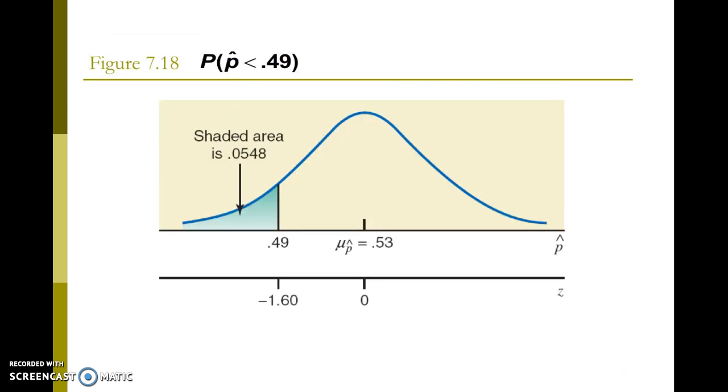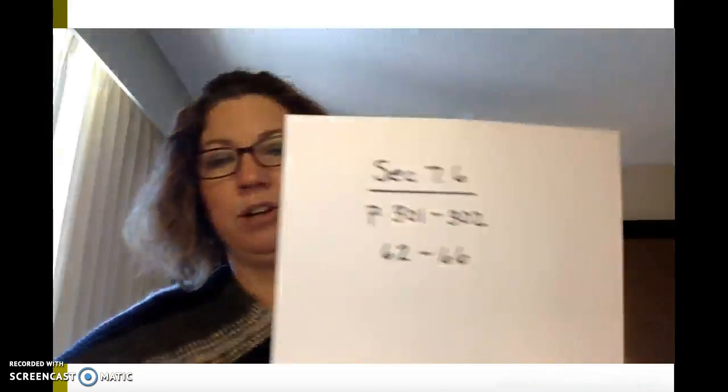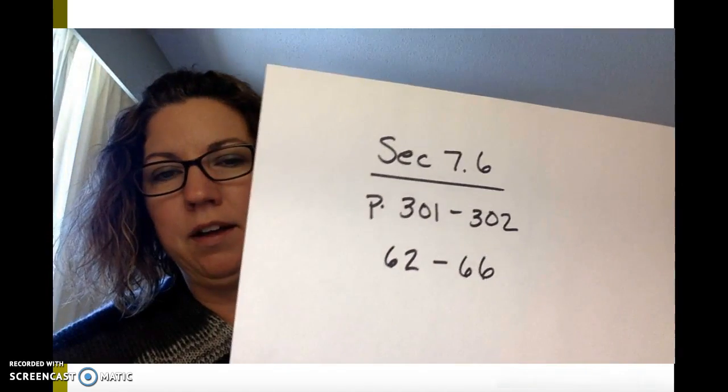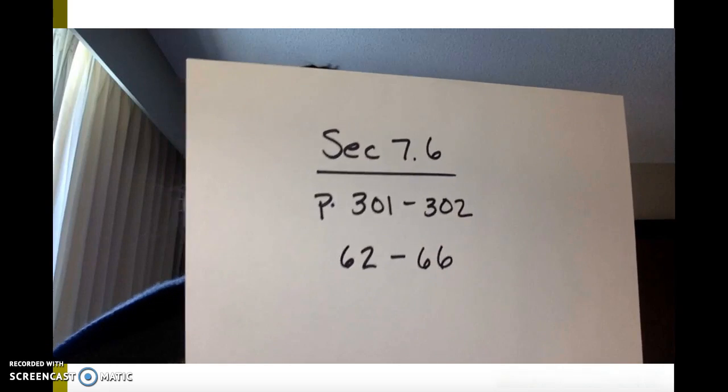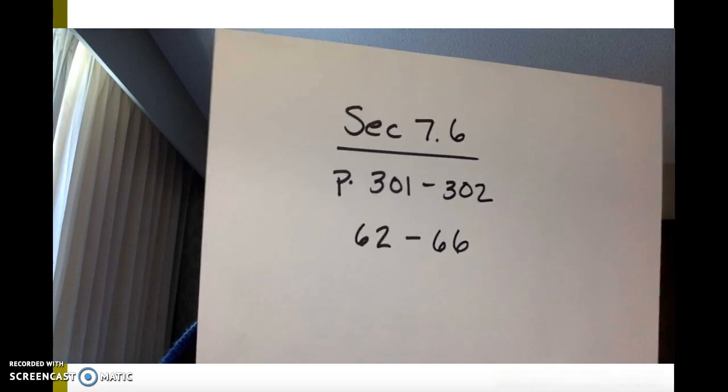So hopefully that makes sense. We've been doing that several times for different values, and I think that you guys are getting pretty good at that. So that's what you're going to be doing on your homework today. Your homework is pretty short, and this video is pretty short, so you should get it all done during class. Here's the assignment in section 7.6, pages 301 to 302. You're going to do 62 through 66, all.